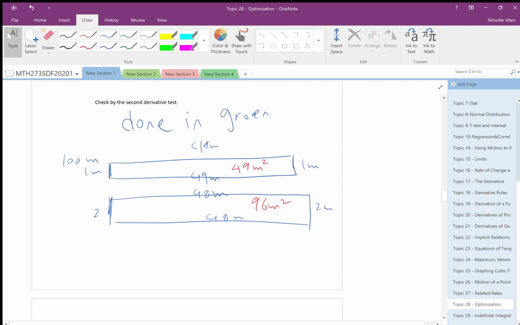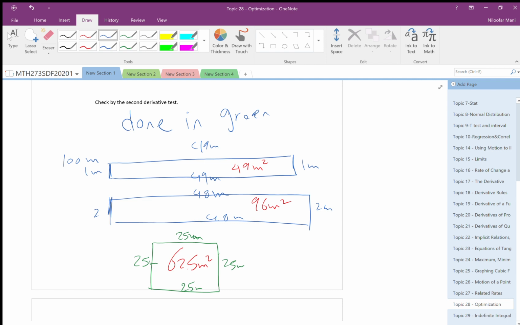So I'm just showing you mathematically. But the answer is not that. The answer is 25 meter, 25 meter, 25 meter, and 25 meter. And what is the area here? The area here is 625 meter squared. And this is the maximum. Look at that, 49, 96. You can continue, but this is the maximum area possible you can get for a piece of land that has 100 meter as perimeter.